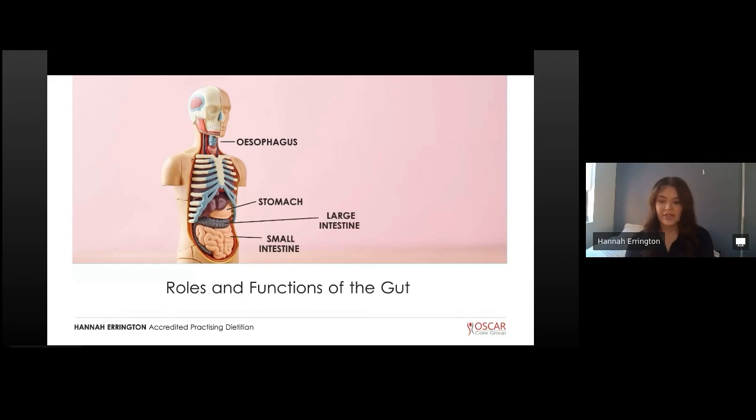So you can see from this diagram here, food we eat enters through the mouth. It travels down our esophagus and into the stomach. From there, food moves through the small intestine, followed by the large intestine, and that also includes the colon, rectum, and anus.